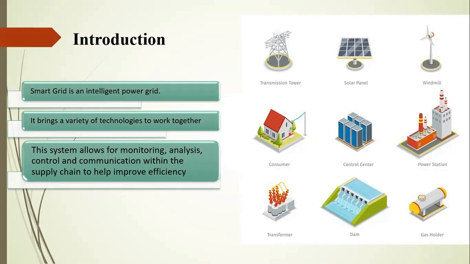Smart grid also helps to monitor real-time data and control the power system, as well as in demand response. It helps in demand response and demand side management. It also helps in power quality management. As you can see in this picture, there are different entities that are integrated and their information is sent to the control center using different communication technologies.